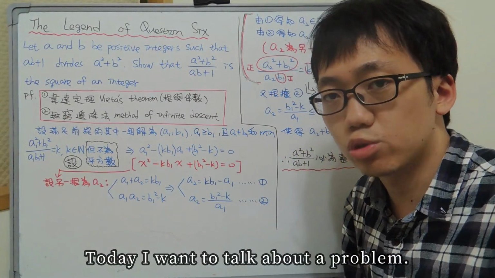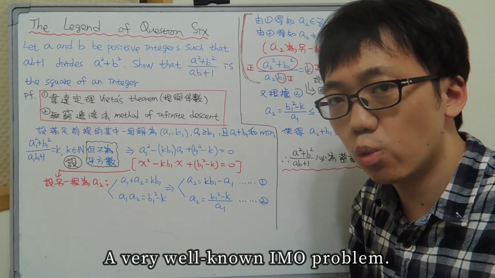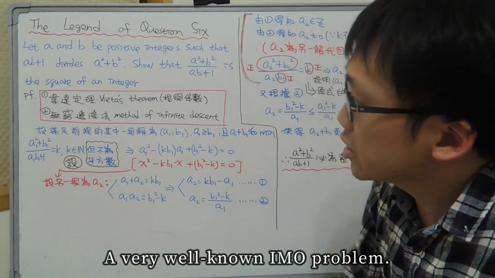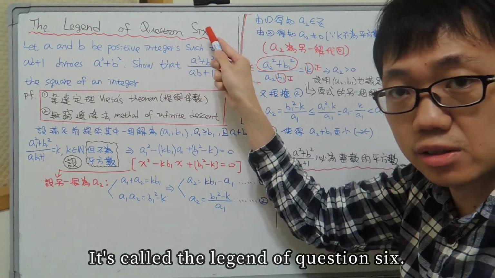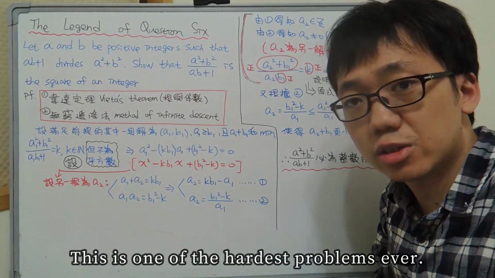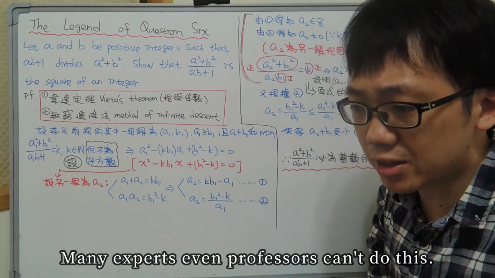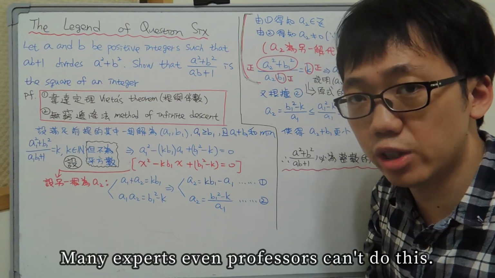Everyone, today I want to talk about a very well-known IMO problem. It's called the Legend of Question 6. This is one of the hardest problems ever. Many experts, even professors, can't do this.